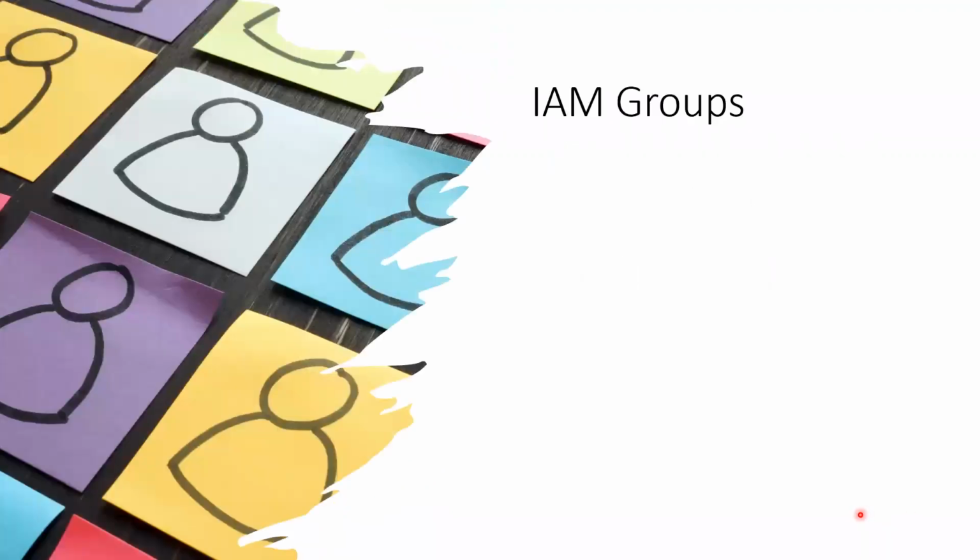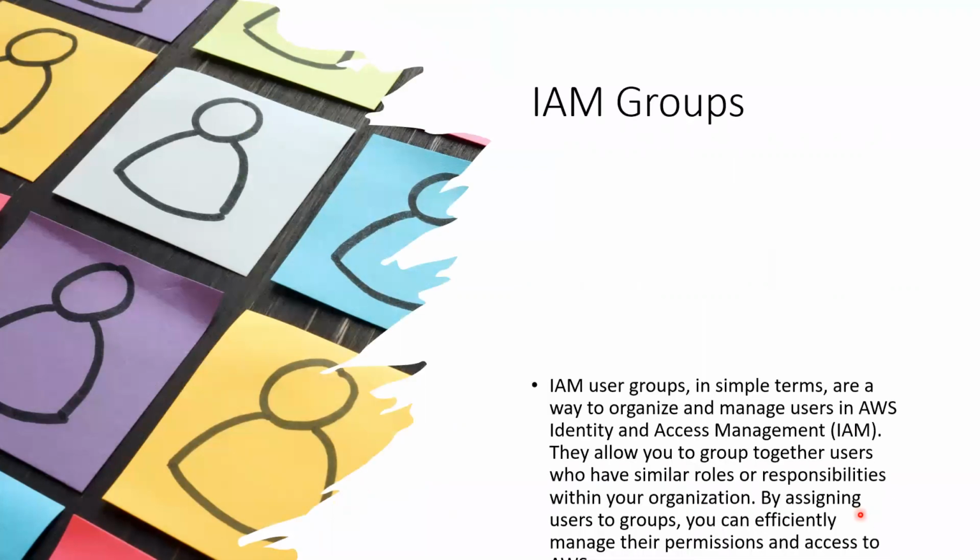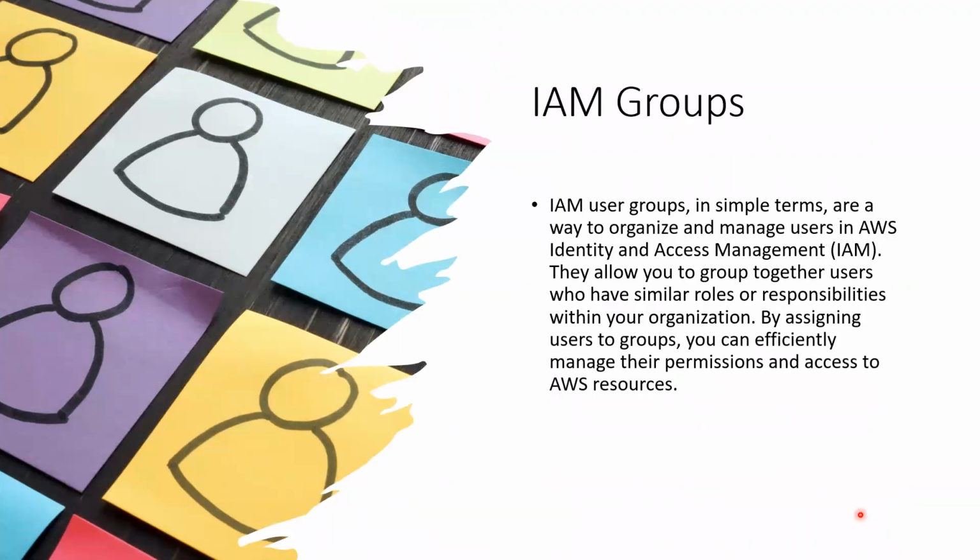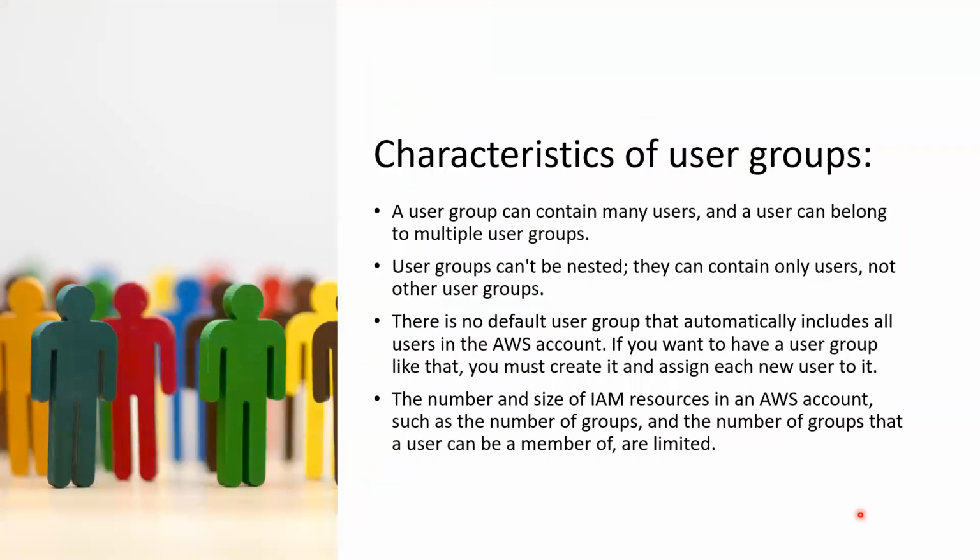Coming to IAM groups, in simple terms, an IAM user group is a collection of IAM users. That is the definition of IAM groups, according to the docs. Now let's check the characteristics of IAM groups. The first one: a user group can contain many users, and a user can belong to multiple user groups. That is the first characteristic as per the docs.